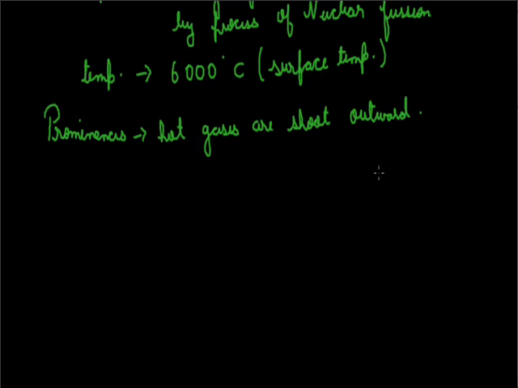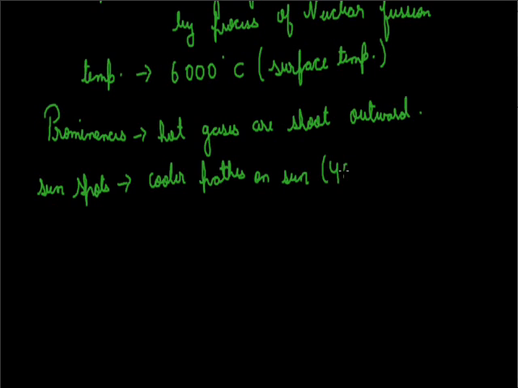There are also some spots on the sun which are at relatively low temperature. Those spots are termed sunspots. Due to the low temperature, they are also known as cooler patches on the sun. Their temperature is approximately 4000 degrees Celsius, which is less in comparison to the surface temperature.